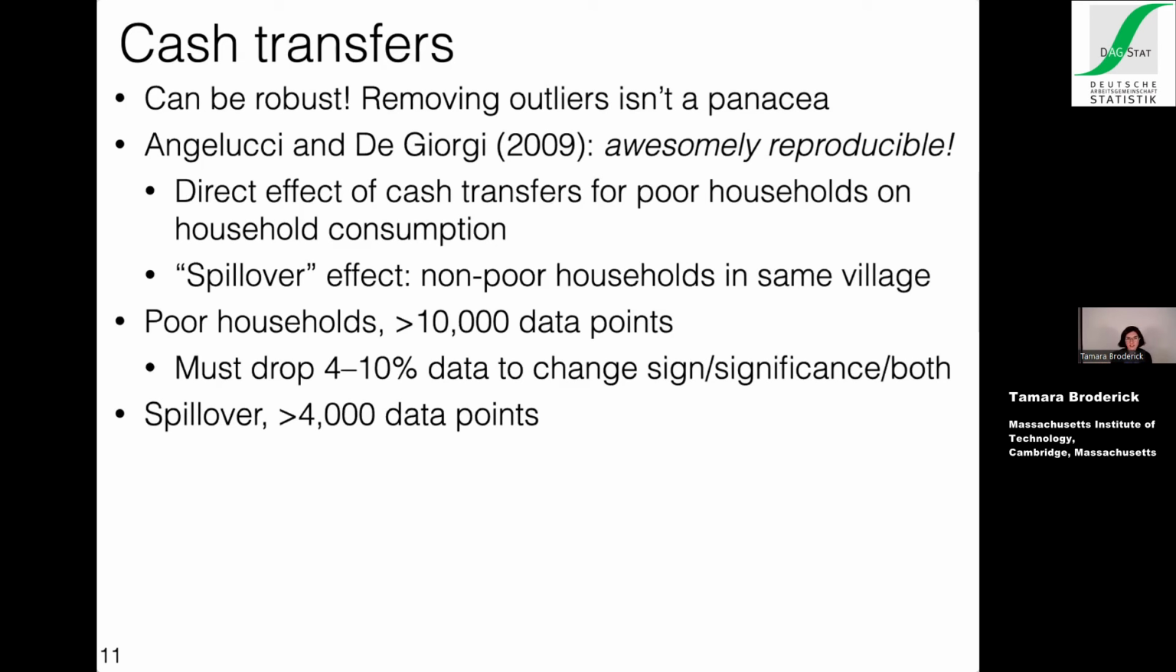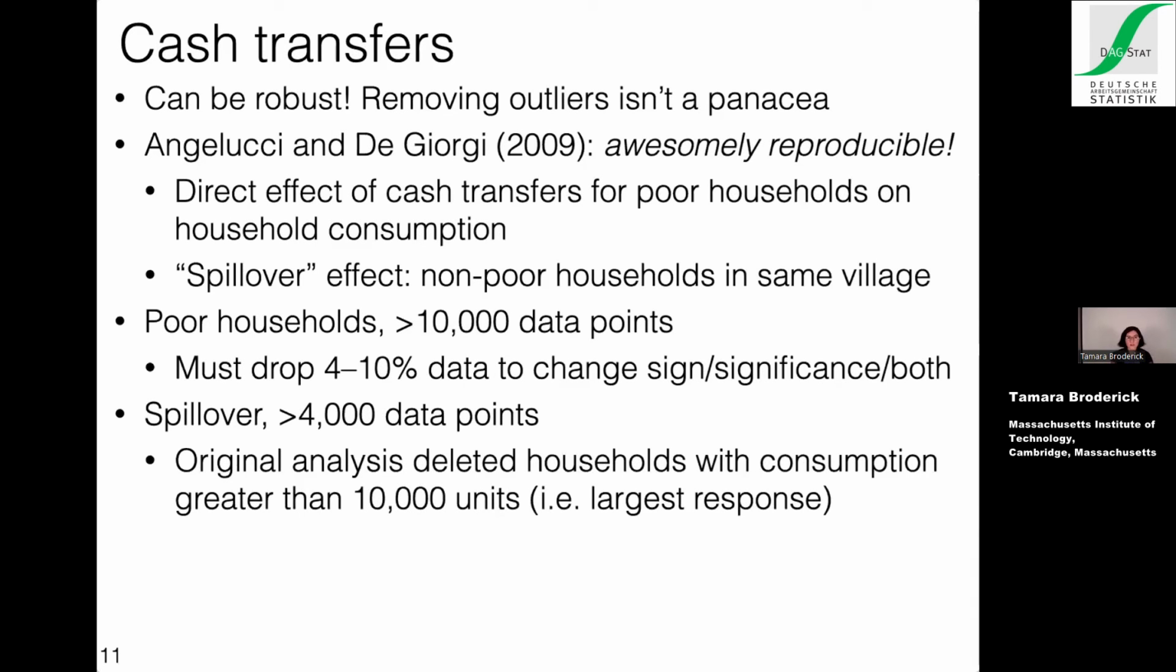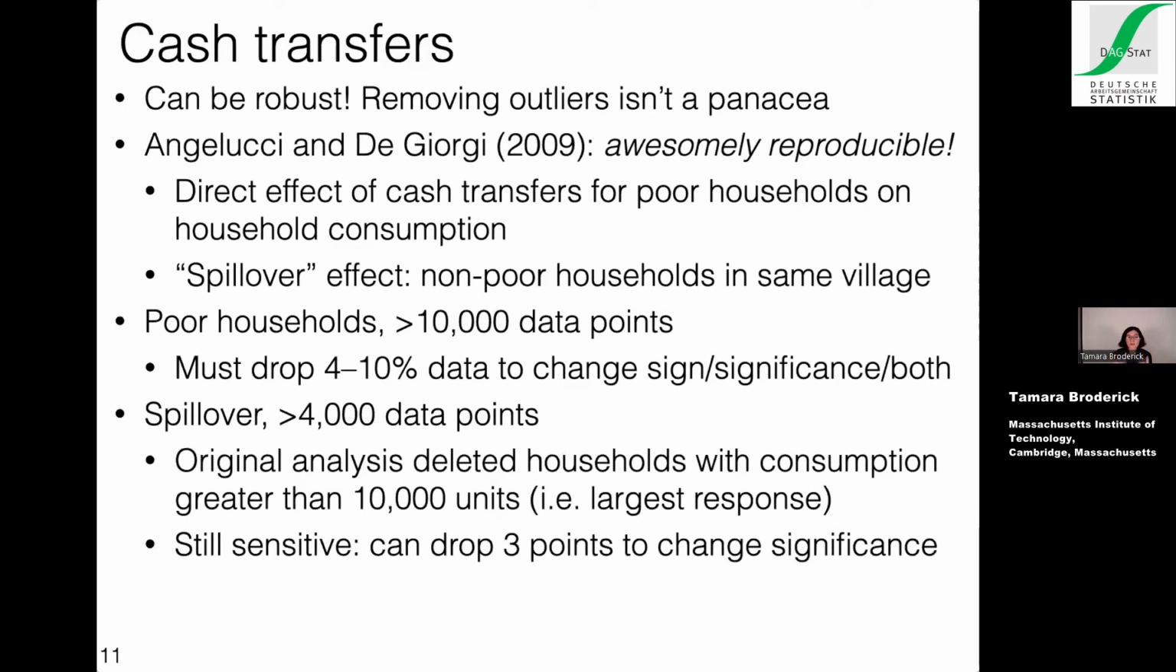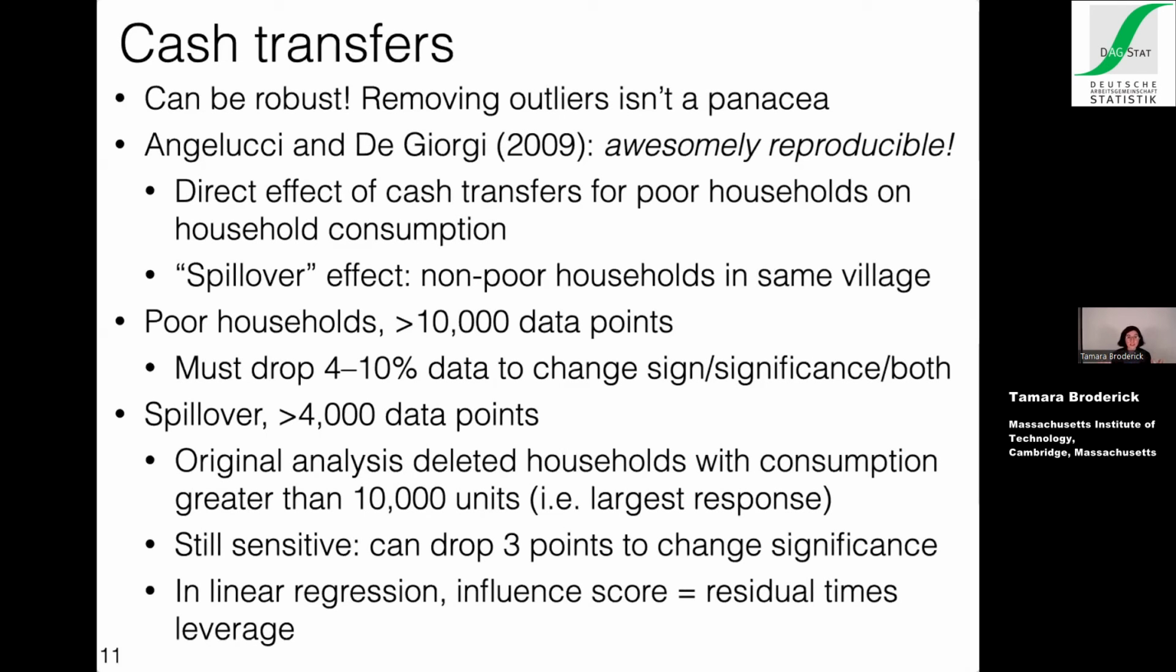Now, conversely, we can look at the spillover analysis. There were still over 4,000 data points here. First of all, let's note that the original analysis actually did some trimming of outliers to start. They deleted households with consumption greater than 10,000 units. But we find that the analysis, even after this trimming, is still sensitive. In particular, we can drop just 3 data points, less than 0.1% of the data, to change the statistical significance of the analysis. And we might ask, how could this be?